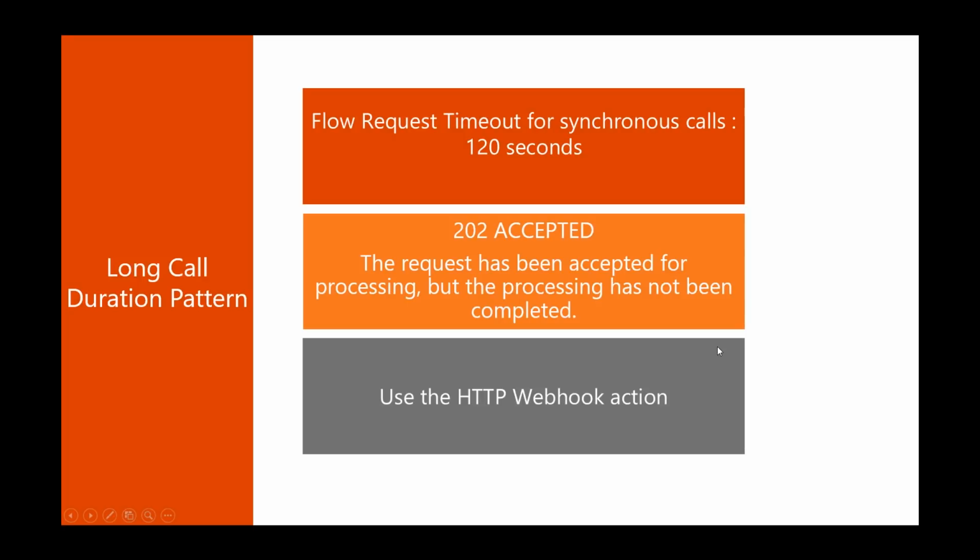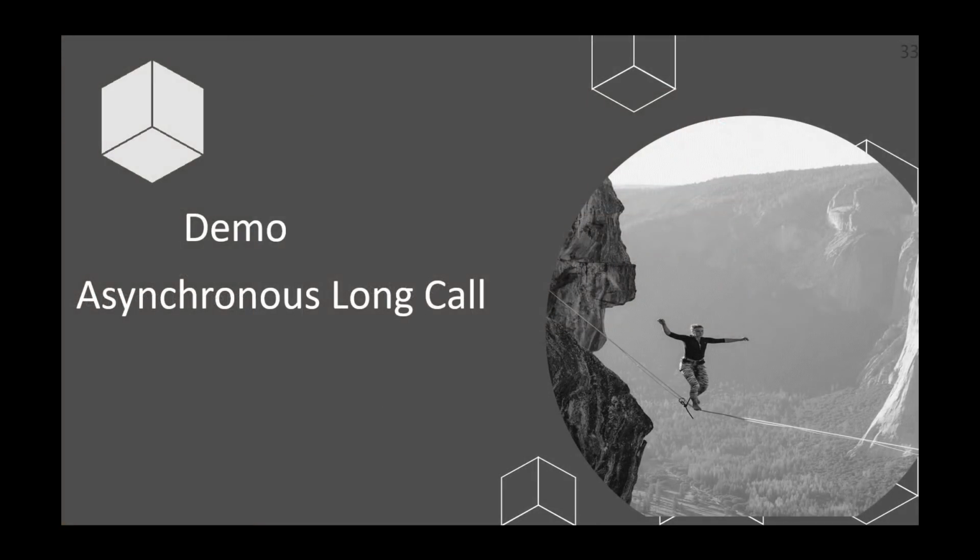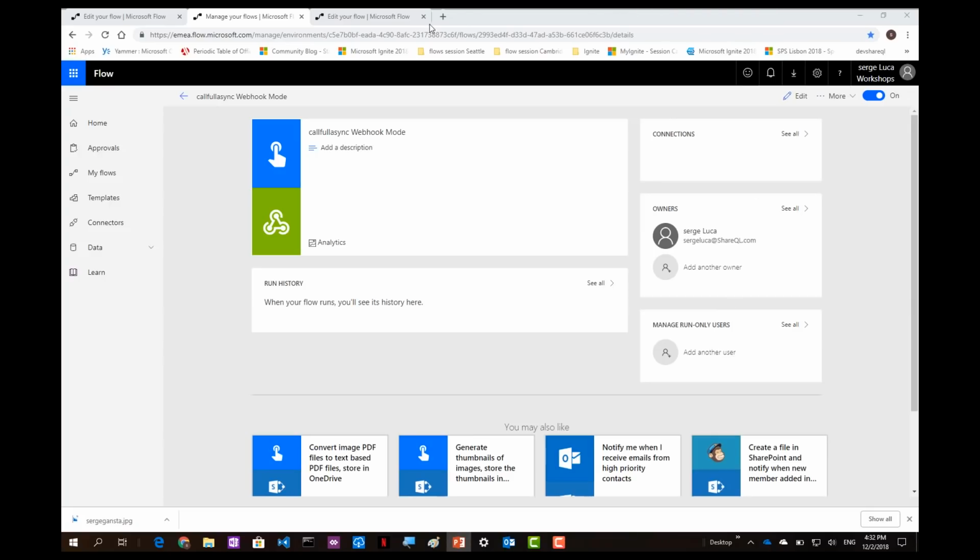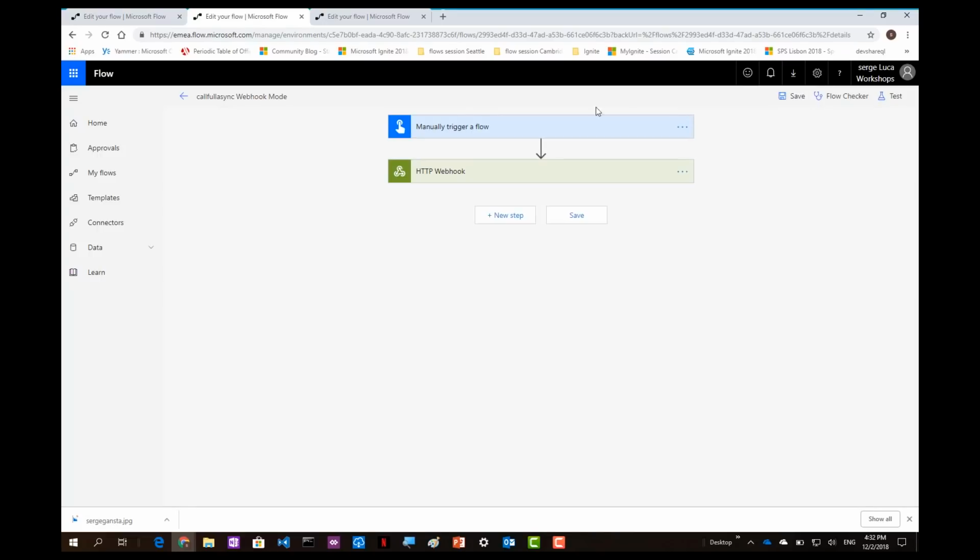And the idea is that you need to use the HTTP webhook action. So internally, a webhook will be created. You don't even have to know what a webhook is because it's automatic. It's completely hidden. So let's take a look at that. This is my flow, very basic. I started manually, and then I call an external system. And instead of using the HTTP action, I'm calling the HTTP webhook.